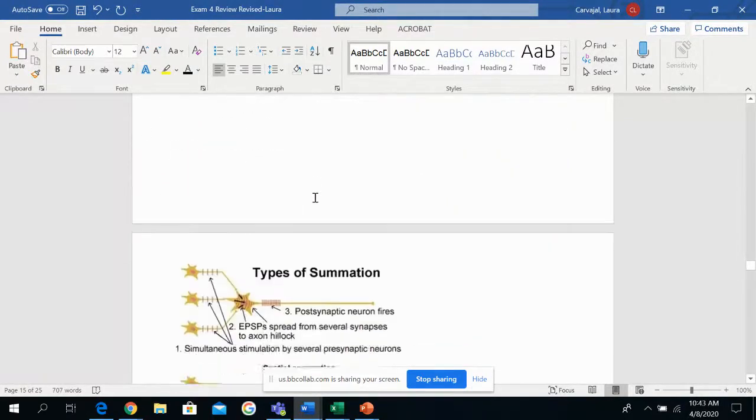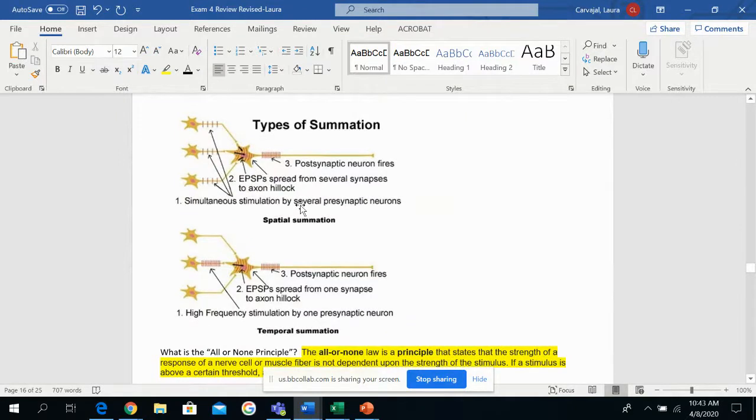Okay, spatial and temporal summation. Let's get into that. So we have two types of summation, spatial and temporal. Ultimately, the difference between the two is that in spatial summation, you may have three neurons contributing to the action potential. And maybe these neurons send out, let's say, 4 impulses per neuron. So 4 times 3 is 12. So we have 12 impulses.